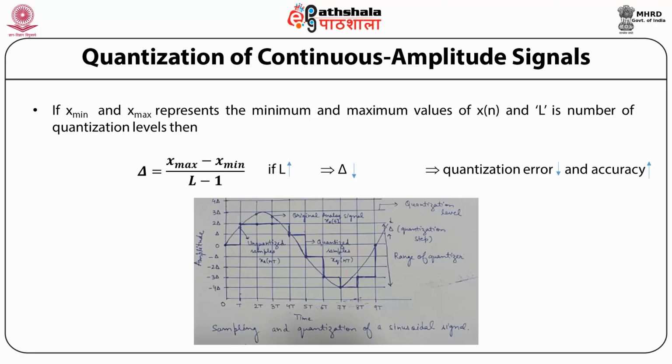Students, this figure shows the summary of the sampling and quantization of a sinusoidal signal, where we have the unquantized samples, represented by xa(nT). Then we have the original analog signal xa(t), and the quantized samples xq(nT). Delta is the quantization step, and all these levels are represented by the quantization levels.